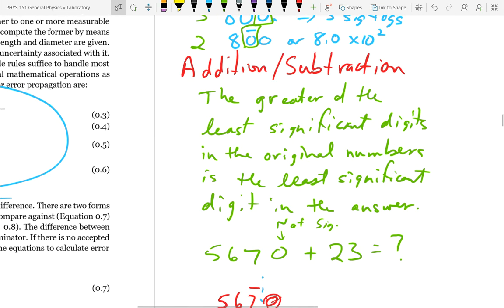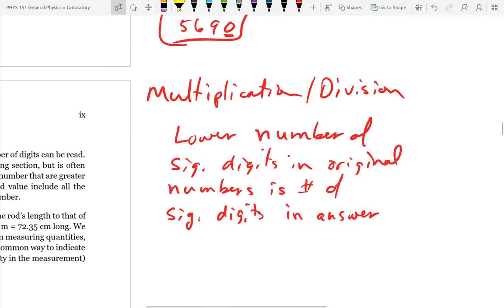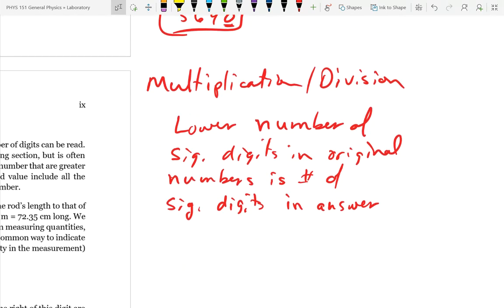Just how you worded it. Which one? With the multiplication and division. I was halfway. Okay, go ahead. Okay.